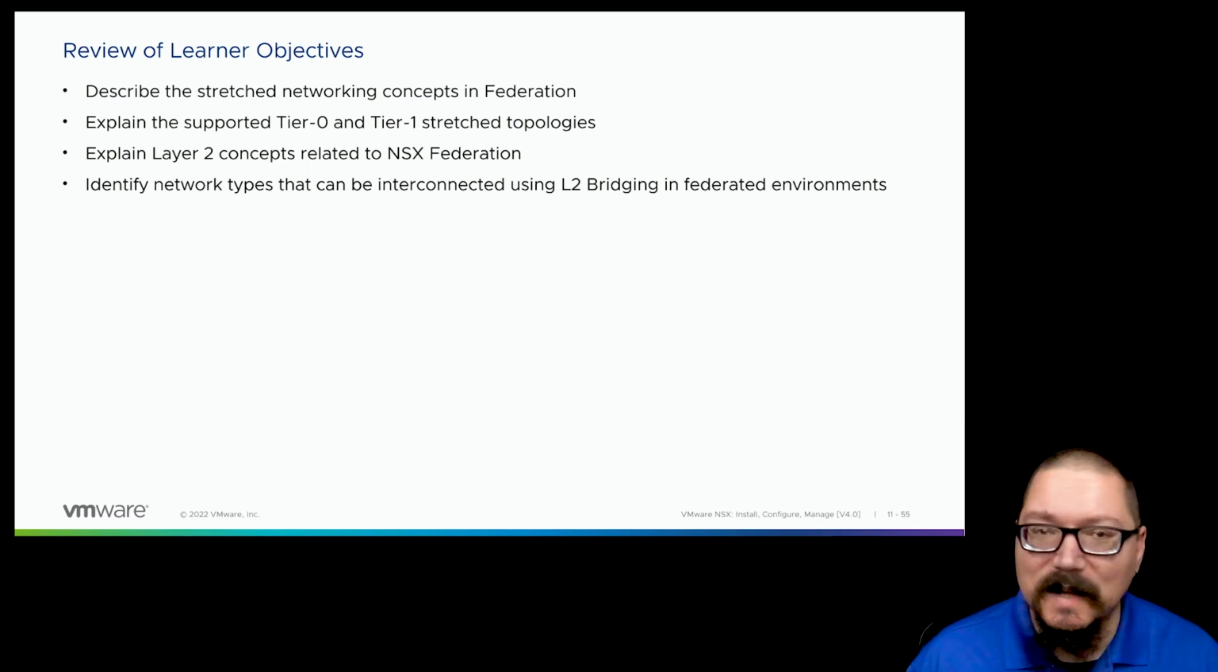As it stands, we talked about overlay networks that are stretched, and tier 0 and tier 1 gateways that are stretched, and how we can bridge and how TraceFlow works in federated infrastructures. It's a lot of really cool stuff.